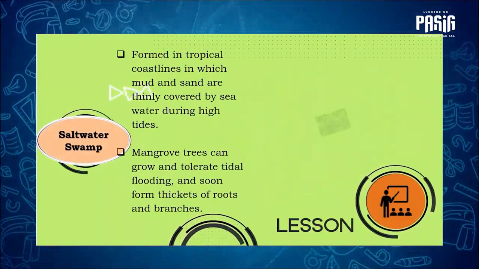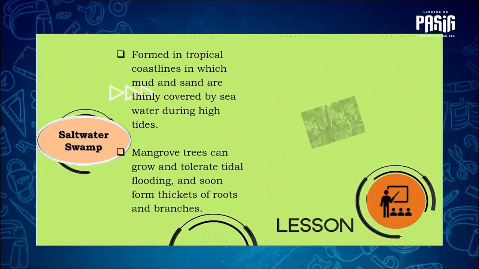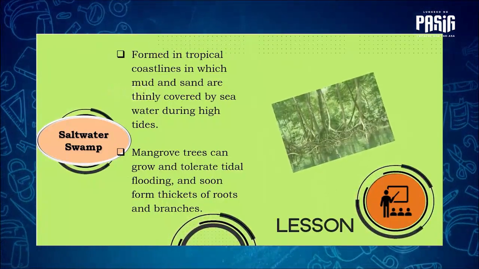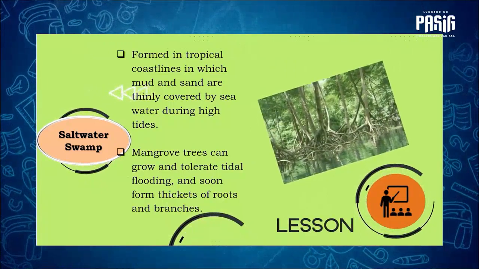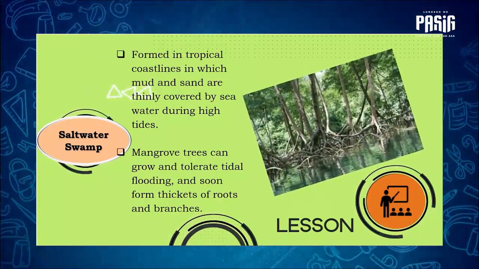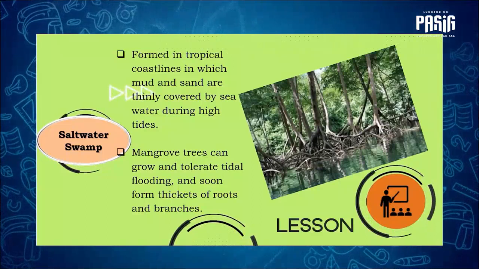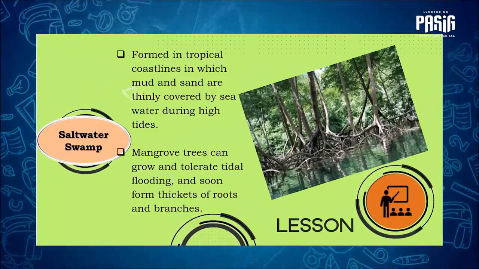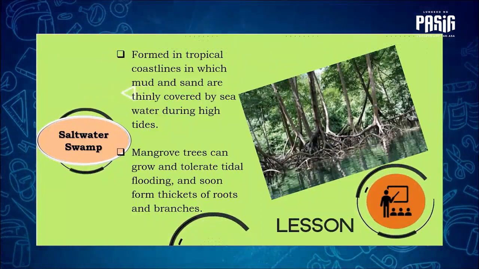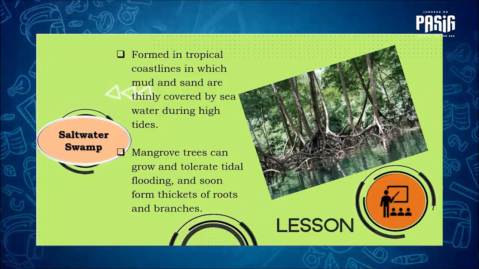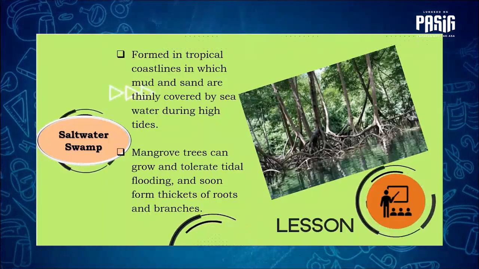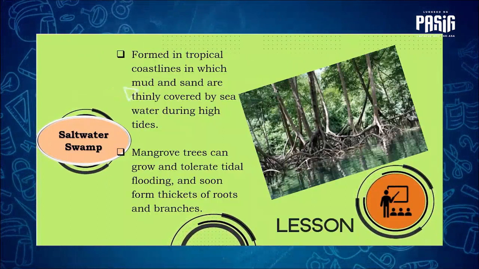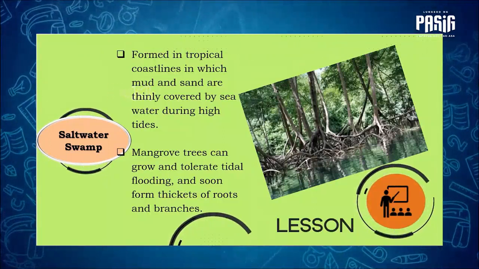Saltwater swamps are formed in tropical coastlines in which mud and sand are thinly covered by seawater during high tides. Mangrove trees can grow and tolerate tidal flooding and soon form thickets of roots and branches. Marine animals like crabs, conches, and other shellfish grow abundantly in mangrove swamps and feed on fallen leaves and other materials. The swamps are called the nurseries of the ocean because marine animals find food and shelter there.